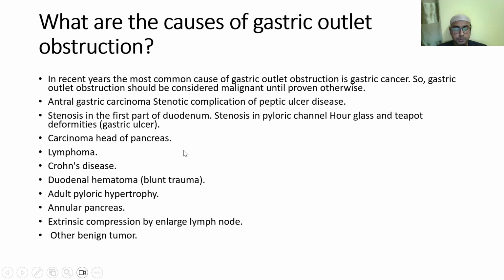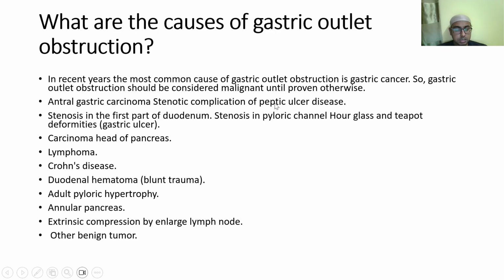So what are the causes of gastric outlet obstruction? These are general questions or theory. In recent years, the most common cause of gastric outlet obstruction is gastric cancer. So gastric outlet obstruction should be considered malignant until proven otherwise, because if the patient comes with some positive findings and you don't know what actually is happening, you should regard it as cancer, because it is so common nowadays.